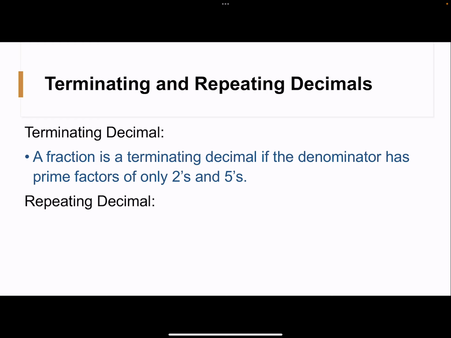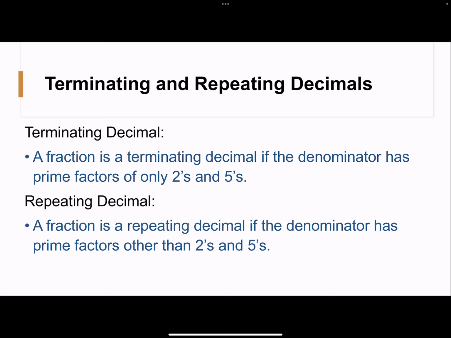So to determine if a number is going to repeat or terminate as a decimal, you look at the fraction, and you look at the denominator and you look at the prime factors. If we have only 2s and 5s, then they're going to terminate. If you take a look at that denominator and it has prime factors other than 2 and 5, that tells you that that fraction is going to turn into a repeating decimal. So let's look at some examples.